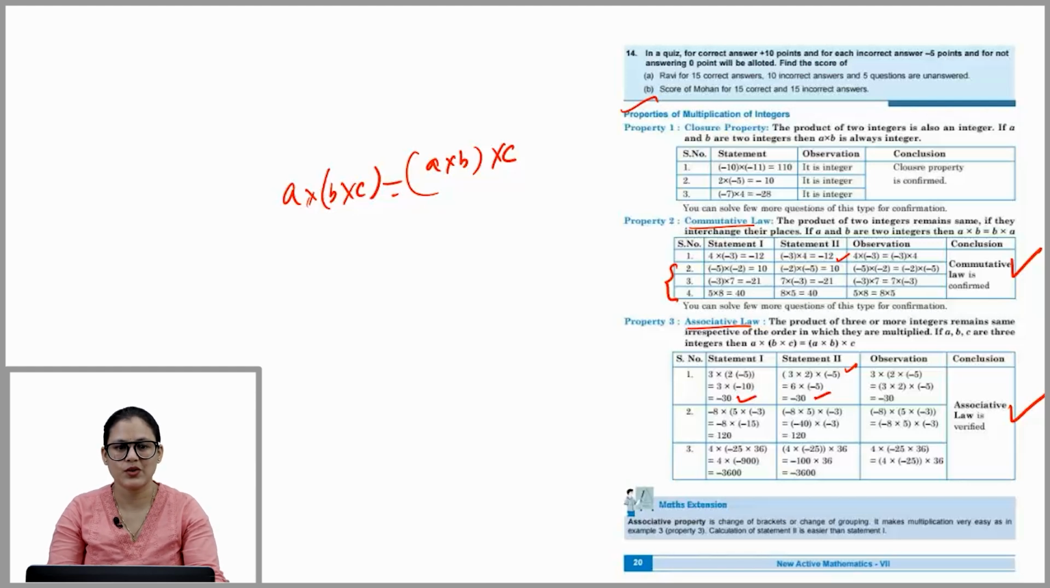Maths extension. Associative property, change of brackets or change of grouping only. It makes multiplication very easy. As an example 3, that is property 3. Calculation of statement 2 is easier than statement 1. Okay.